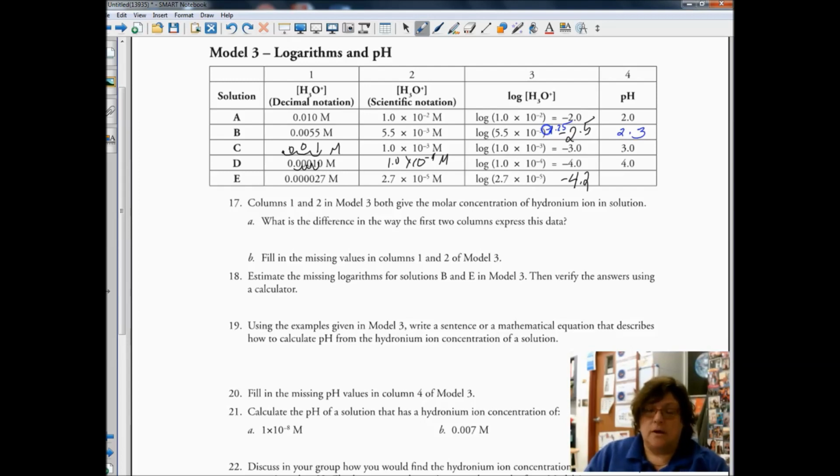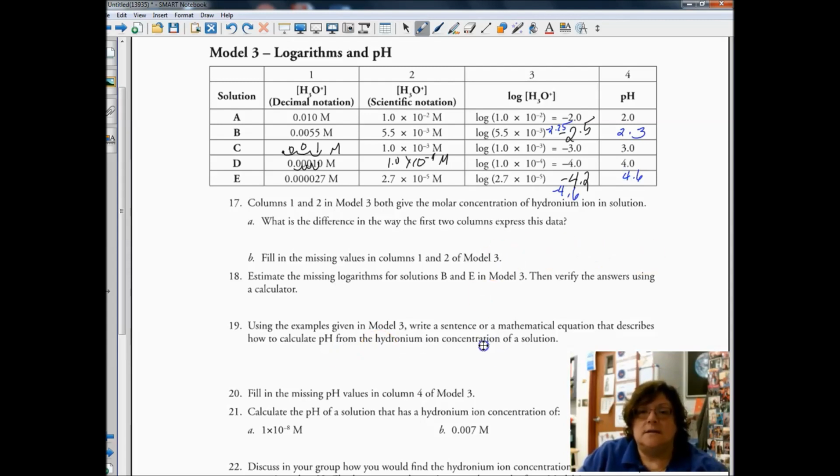Okay, the actual answer for line E, 2.7, to take the log, 2.7, E negative 5, and I get a negative 4. Obviously, I'm not very good at guessing these. Negative 4.6, which would make the pH 4.6.